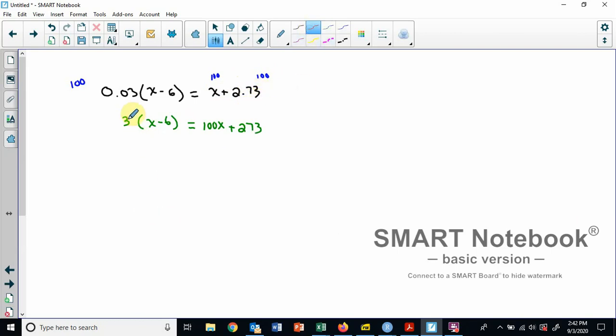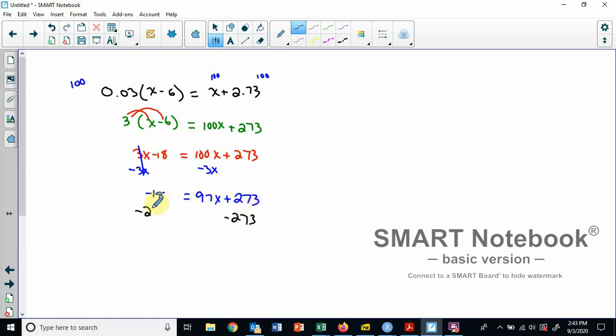So now I can just quickly solve. Distribute, that'll be 3x minus 18. 3x minus 18 equals 100x plus 273. So let's get the x's on the same side. So let's see, minus 3x from both sides. I'm left with minus 18 equals, that'll be what, 97x plus 273. Now, can I solve for x? Yeah, let's get rid of 273. So minus 273 from both sides.